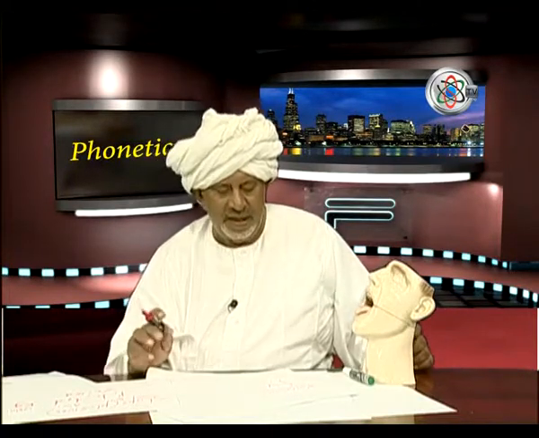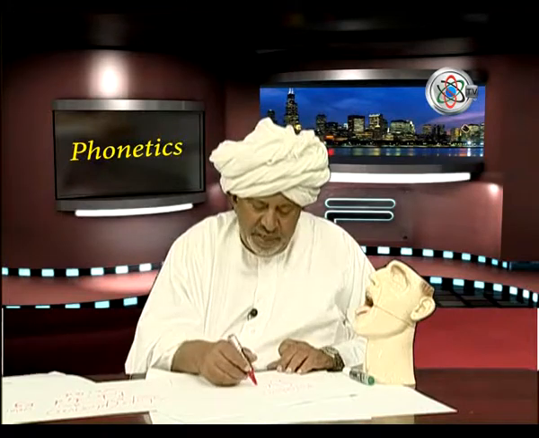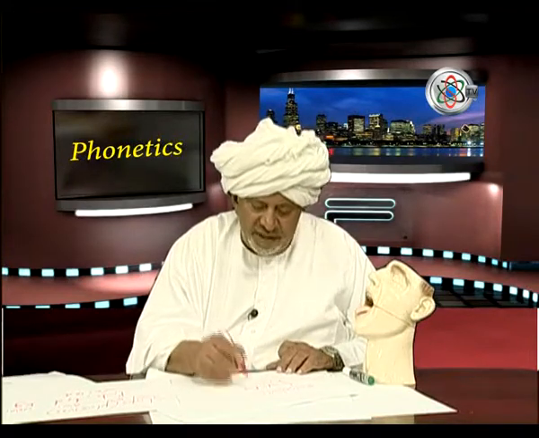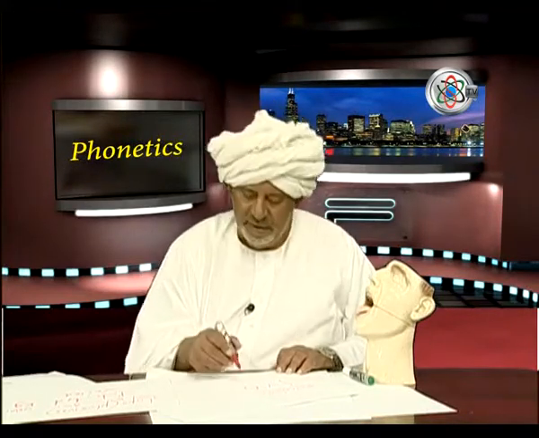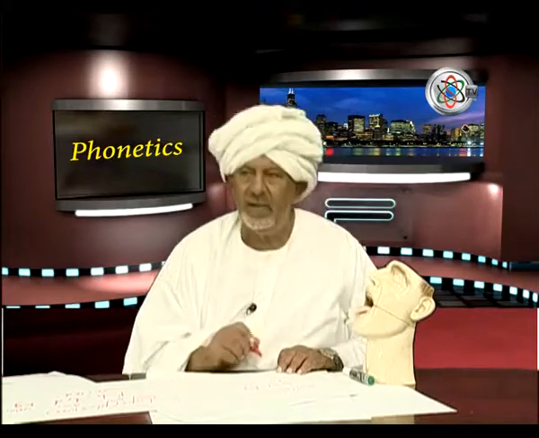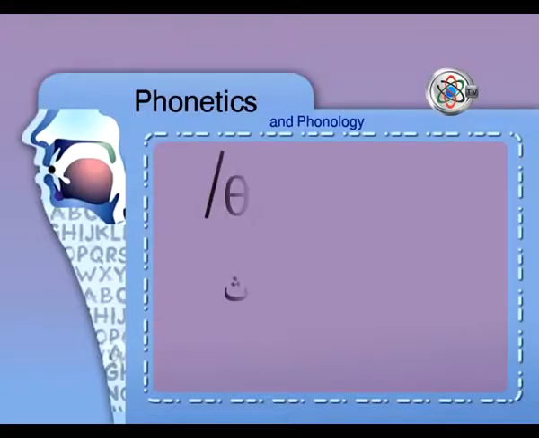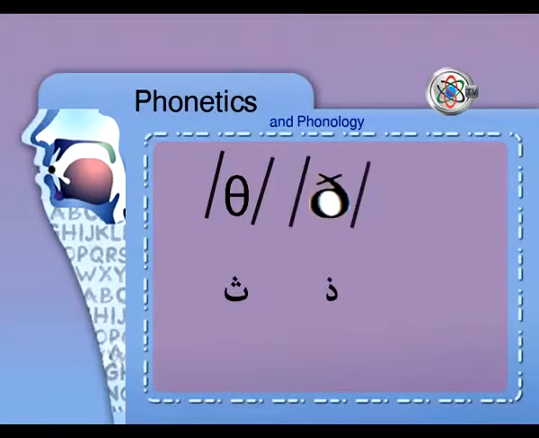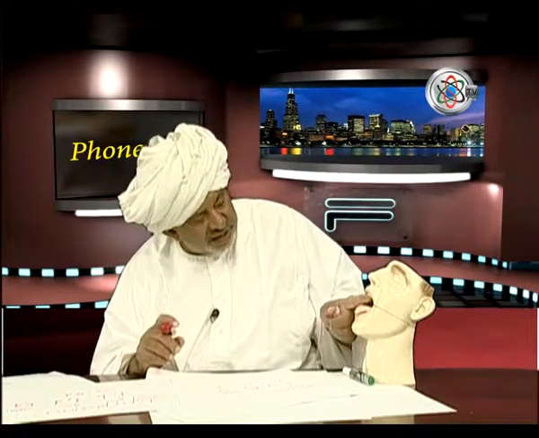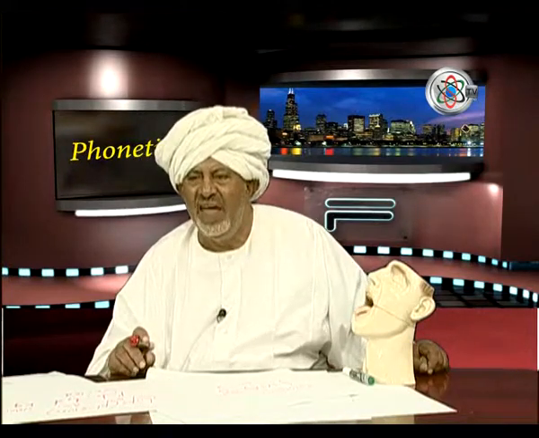Now, then we have got the sound tha. That is the symbol for the sound tha, as in Arabic, like this. And the sound dha. The symbol for it in English is like that. Tha and dha. Where are they made? With the tongue against the teeth. Tha, dha, between the teeth. The tongue between the teeth.